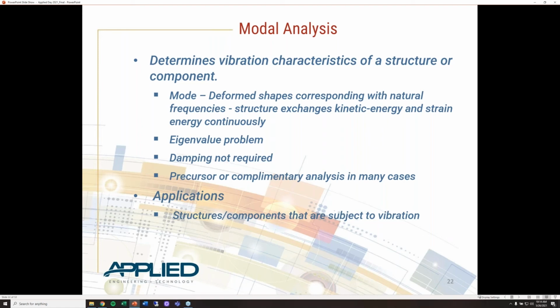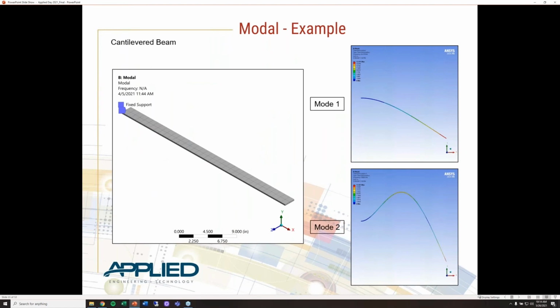And so as we go on here, we'll see some of those analyses that are based on modal analysis as we move along the vibration analysis types through the presentation. Applications for modal analysis are really any structure or component that's subject to vibration or even forced vibration. We do have a classical modal analysis example of a cantilevered beam. This beam is fixed at one end. There's no load applied to this beam. And so we calculated mode 1 and mode 2 for this cantilevered beam.